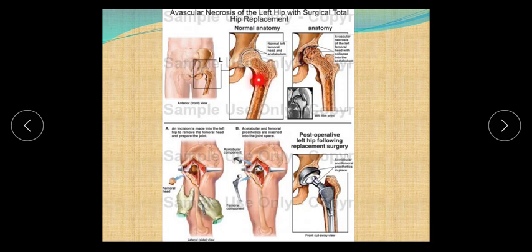This is the normal hip. Here the head of the femur is collapsed and surgery is done where the head of the femur is removed and it is replaced with a prosthesis. Here you can see the femoral component as well as the acetabular component. This is total hip replacement.